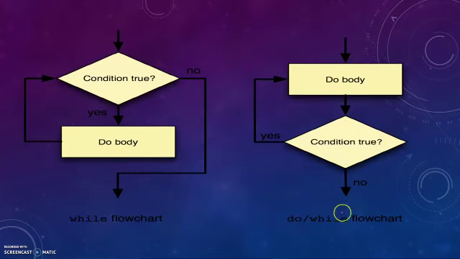Okay, this is a general flowchart. In while loop, if the condition is true, enter, execute the statement. If the condition is false, come out of the statement. In the do while loop, first execute the statement, then check the condition. If the condition is true, again execute, otherwise come out.